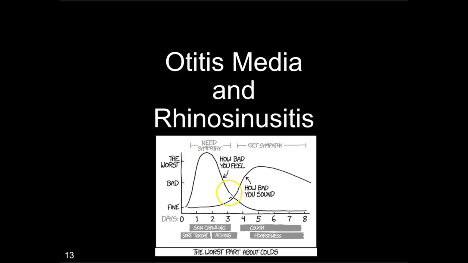And I like this in part, even tying this into our last section, because of course for streptococci, you had the swelling of the pharynx, and that was somewhere in here where you sound really bad and you get your sympathy. For a viral infection, this actually is where you're recovering from that viral infection, but you still sound bad.